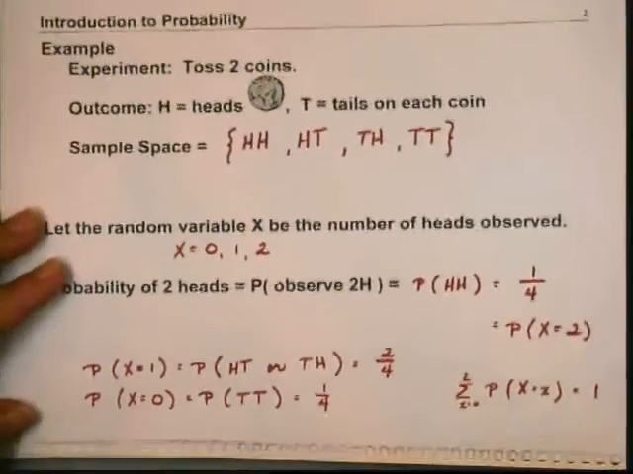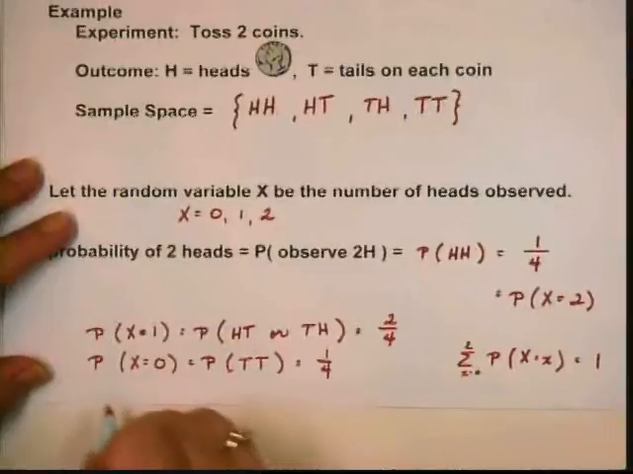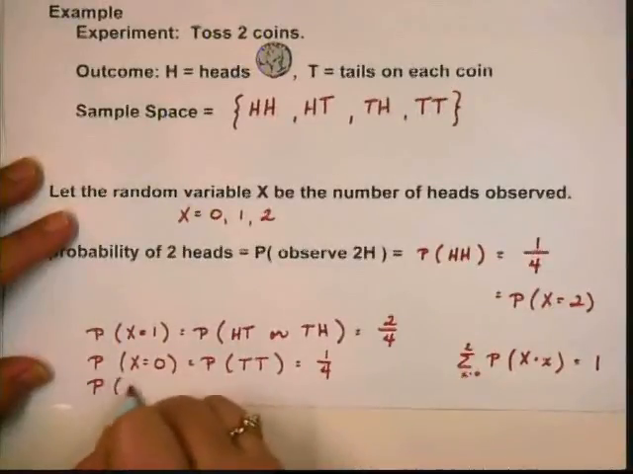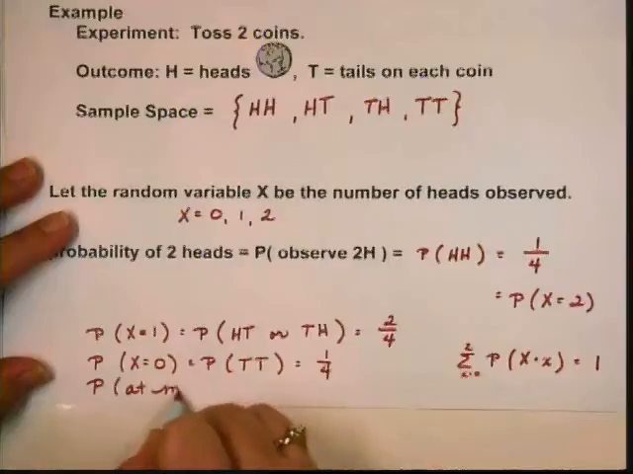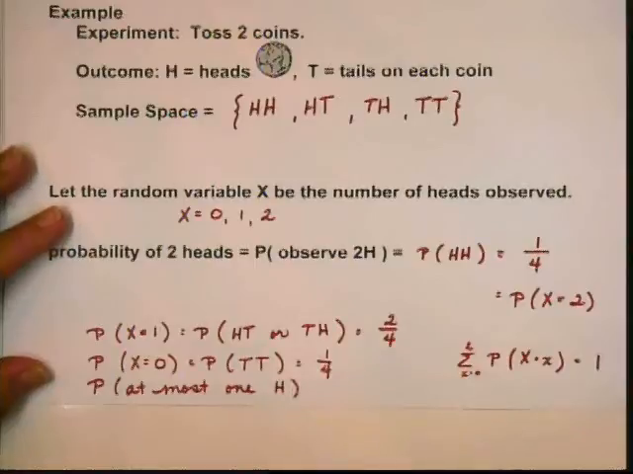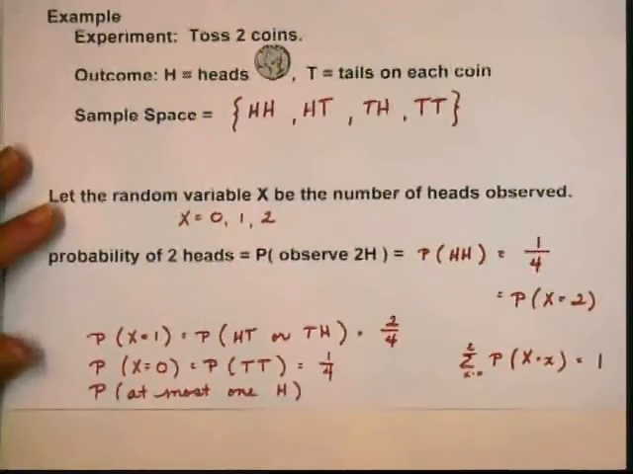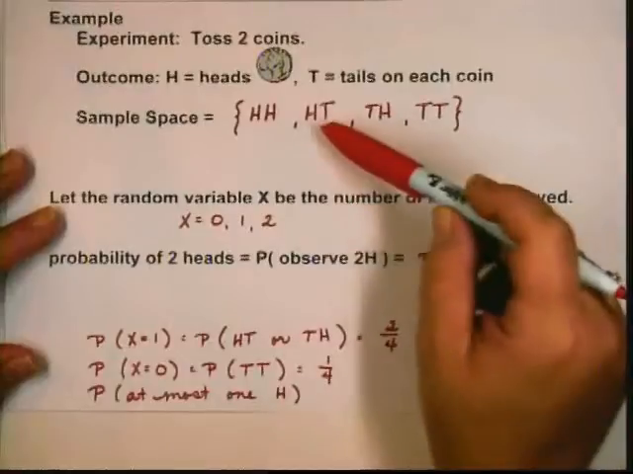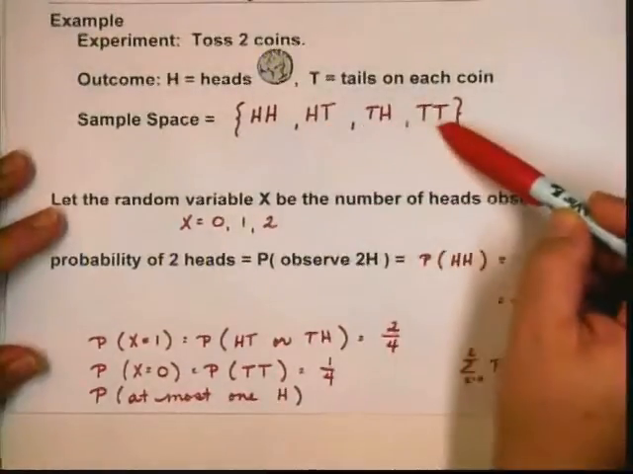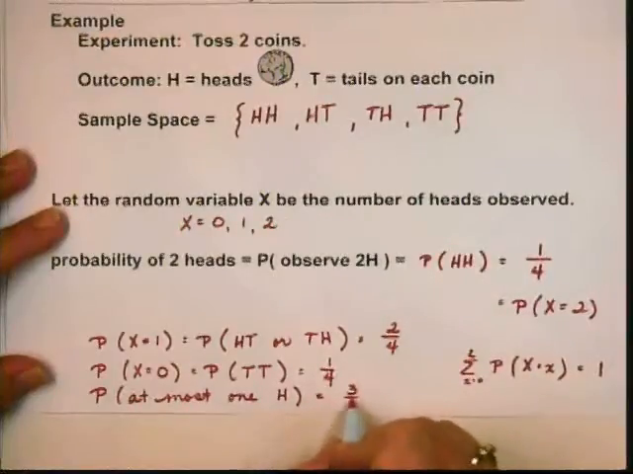We can define some other events. I'm right here at the edge of the paper, but I think I can get it on here. We can describe an event, say the probability of at most one head. So what does that mean in terms of points in the sample space? At most one head would be either head tail, tail head, or tail tail. So it'd be 3 out of 4.